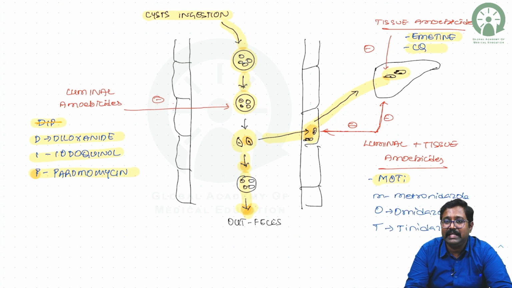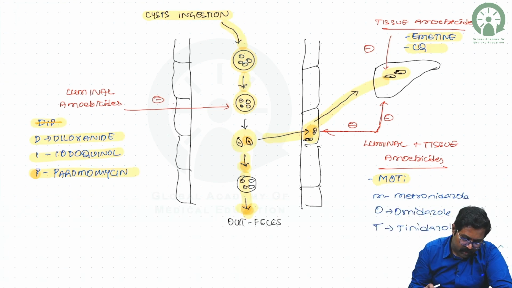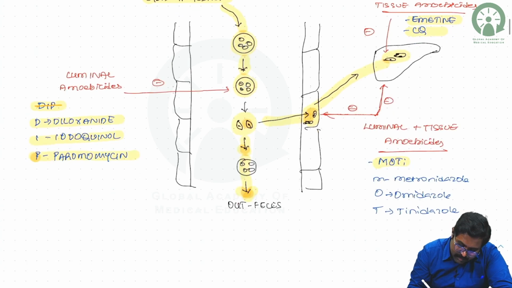So luminal and tissue will have MOTI, and only the lumen will have DIP. The cyst will be dipping. So for luminal and tissue, we have MOTI. The M stands for metronidazole, O stands for ornidazole, and T stands for tinidazole. So this should be remembered. Please remember this mnemonic.